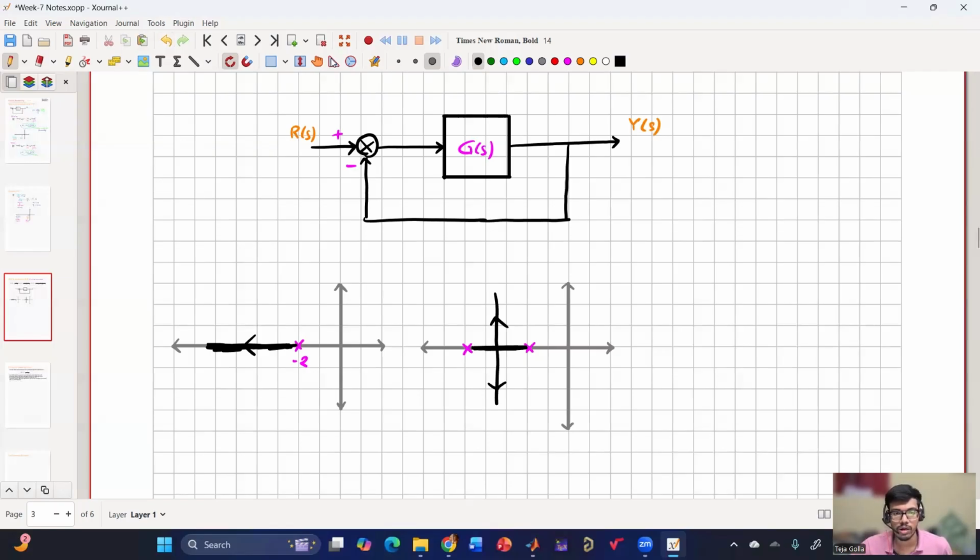Is this clear, Saurabh? I'm just going a little faster because root locus is covered. Yes, sir. So for the first case, it is going to the zero, which is at infinity. In the other case, it is colliding and then going.